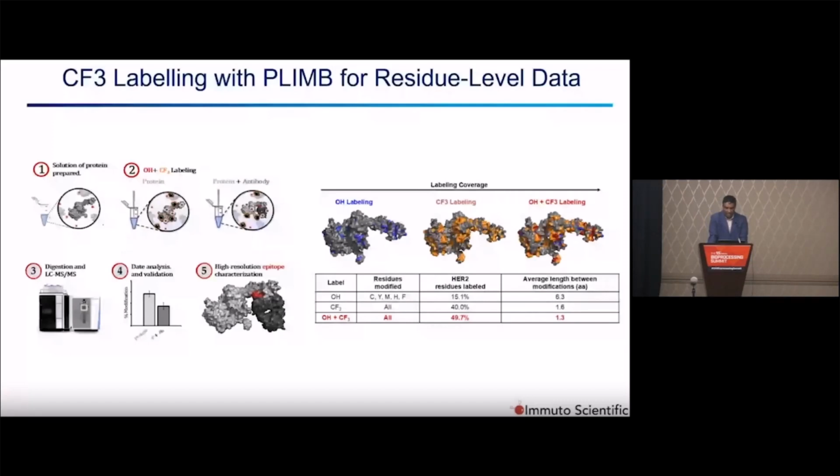you can modify 5 of the 20 amino acids. On average for an antibody, about 15% of the total protein gets these labels, and the average length between the modifications is about 6.3 amino acids. So it's not a residue-level analysis. But when you combine this with CF3 labeling, you can improve the coverage to about 40%, and we can see that the average length between the modifications is about 1.6.